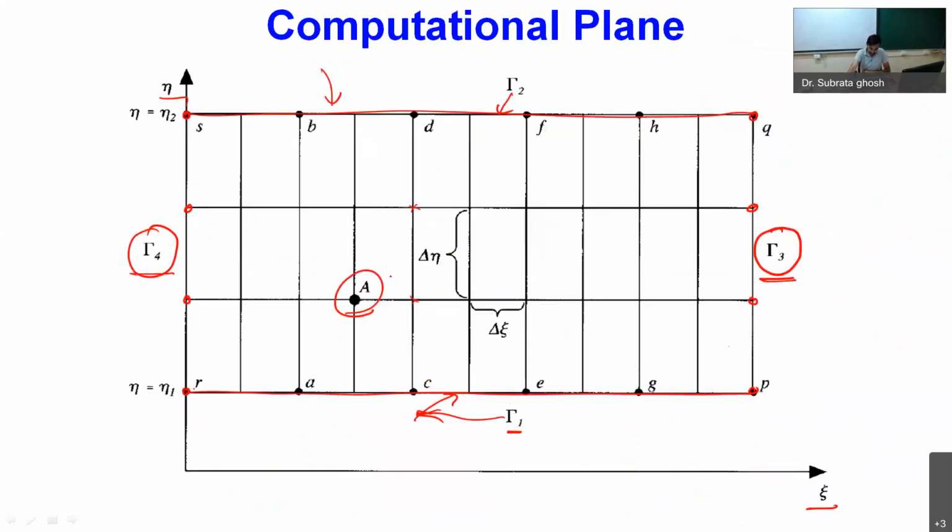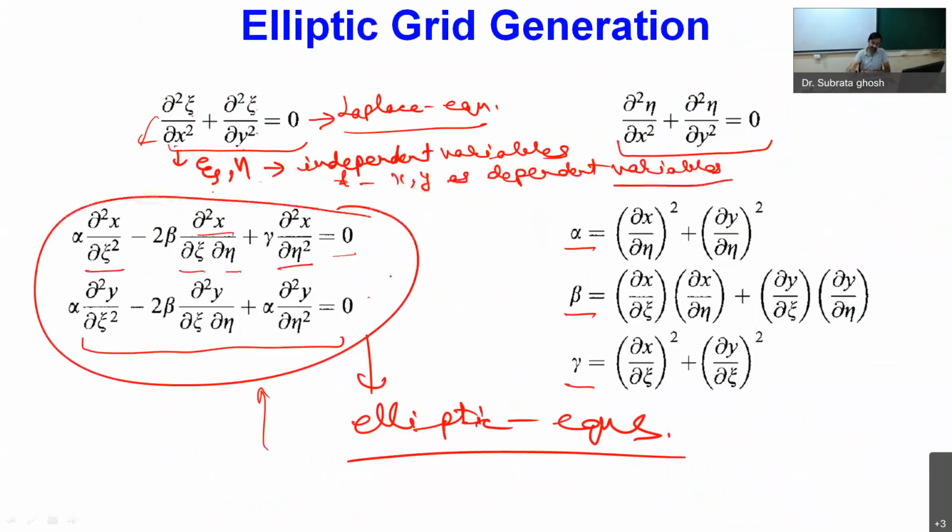Okay, so this type of procedure, which is used for transformation of meshes from one system, xy system, to zeta eta system, is called elliptic grid generation. And this type of grid generation is actually based on some partial differential equations.